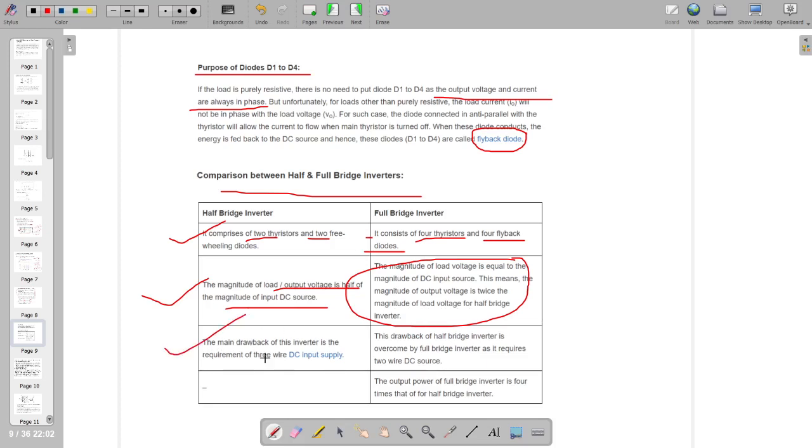Third, the main drawback of the half-bridge inverter is the requirement of a three-wire DC input supply. This is overcome by the full-bridge inverter, as it requires only a two-wire DC source. The fourth difference is that the output power of the full-bridge inverter is four times that of the half-bridge inverter.